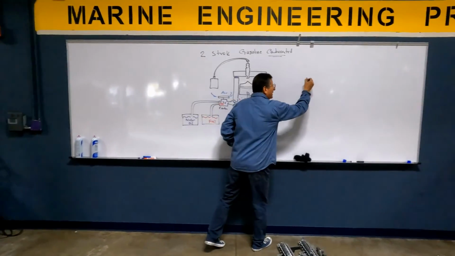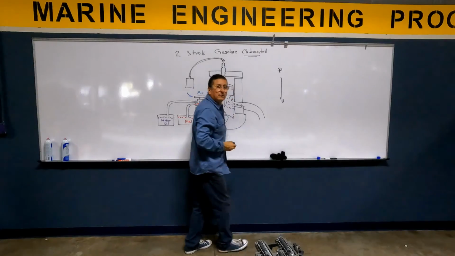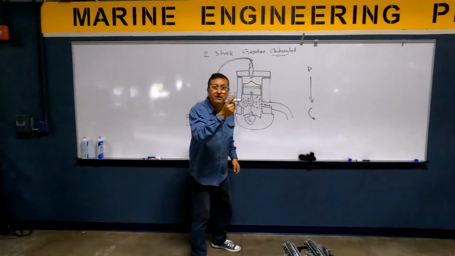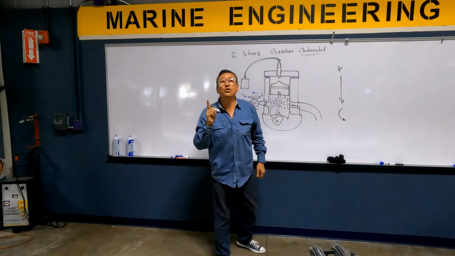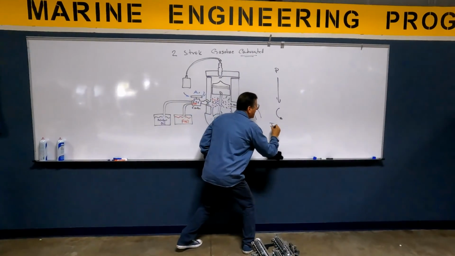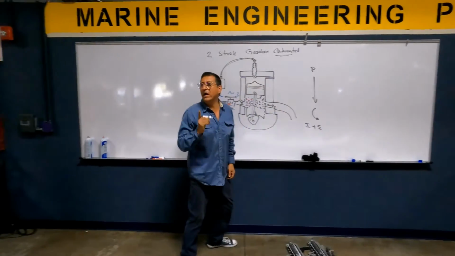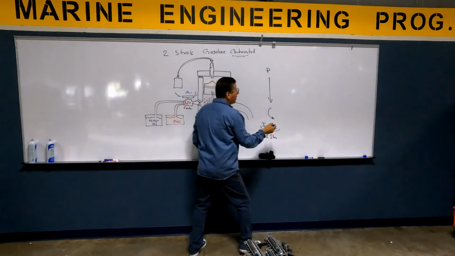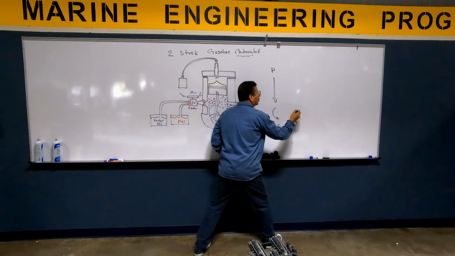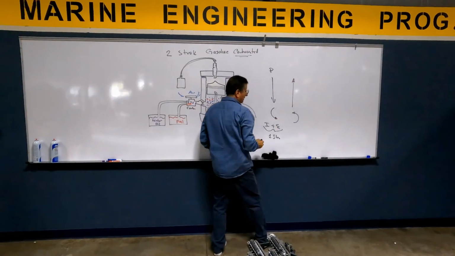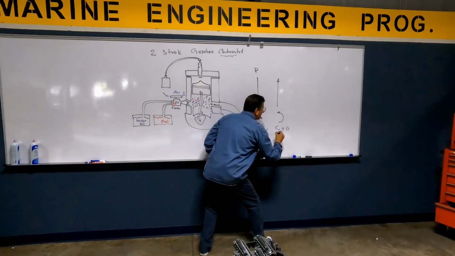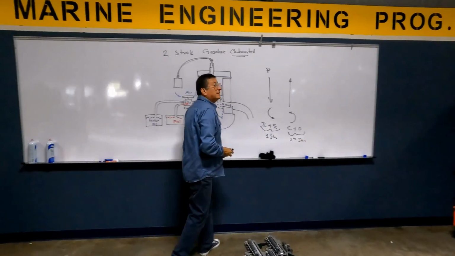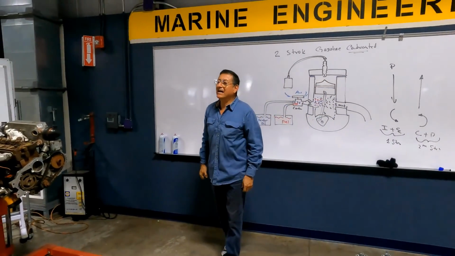When the piston is going down, in only half of a rotation of the crankshaft, occur what? Intake and exhaust. One stroke. When the piston goes up again, occur what? Compression and power. Second stroke. And this is the two-stroke gasoline engine.